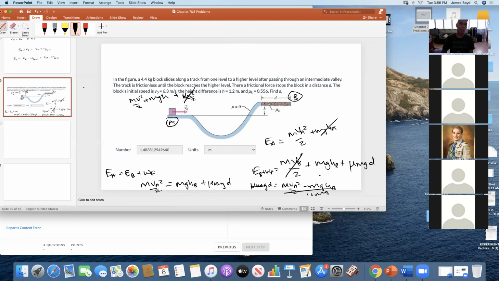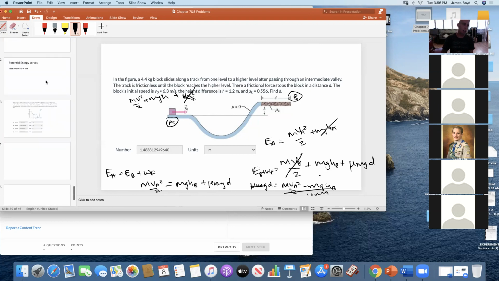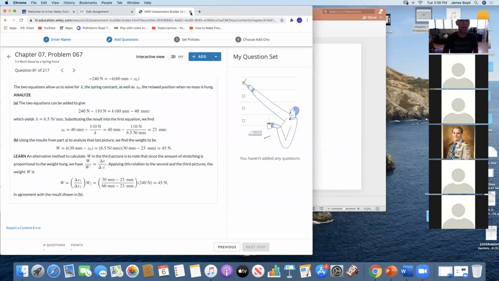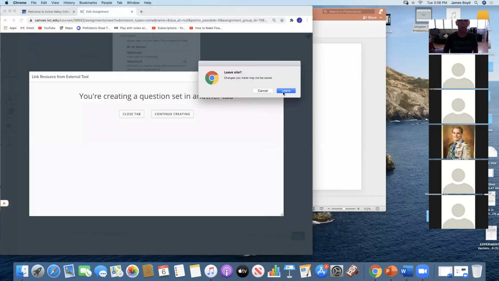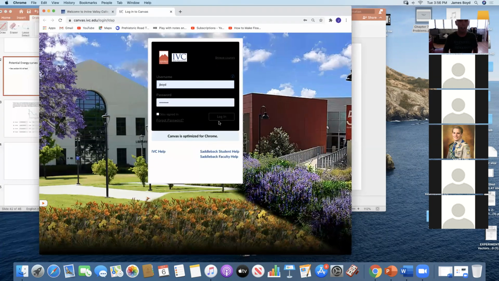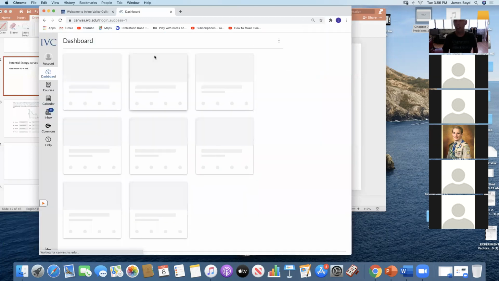All right, so last thing I want to talk about, because it's gotten long, potential energy curves. So I'm going to come back into Canvas. For those of you still here, I want to show you something kind of cool.